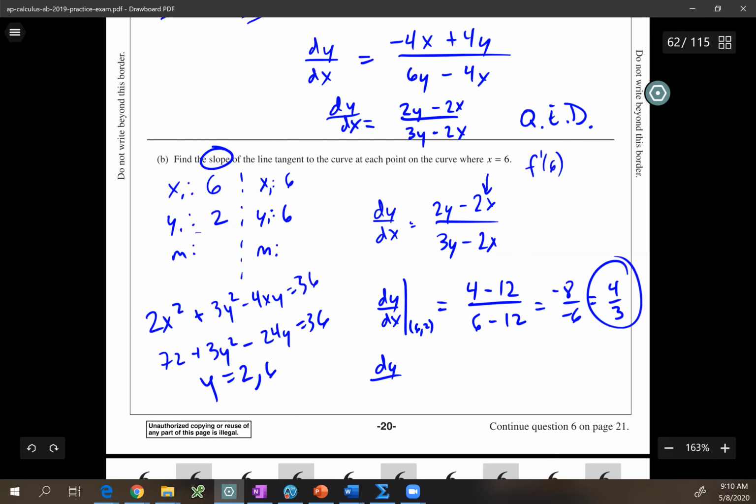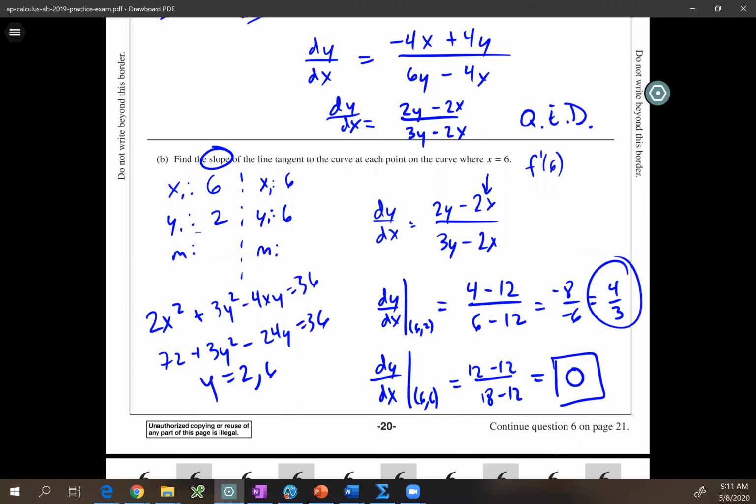And then dy dx at 6 comma 6 equals, okay, now we're plugging in 6 for both of them. 2 times 6 is 12 minus 12. That's 0 over 18 minus 12. Doesn't matter what the denominator is because the numerator is 0. As long as it's not 0 over 0, we'll go. Then it would have been undefined. So we have 2 slopes, right? And we can go back and make sure it says at each point. That is kind of a hint that there might be more than one answer.